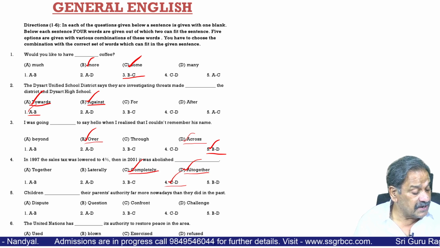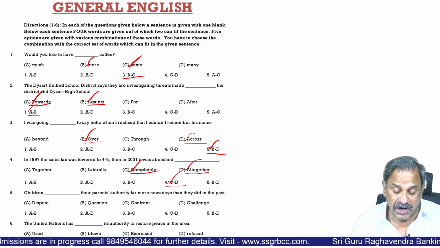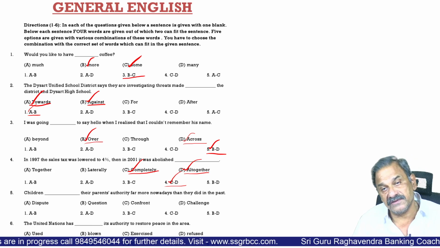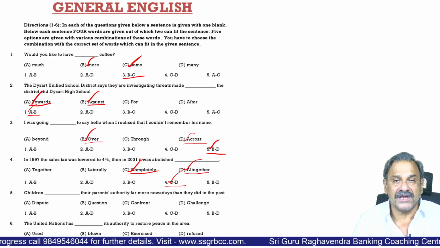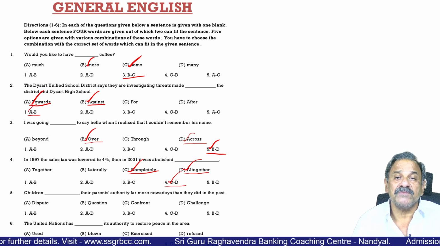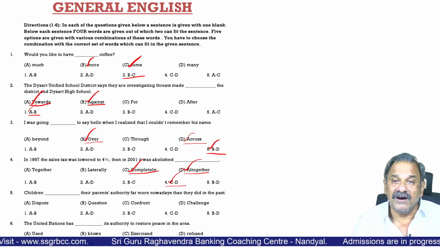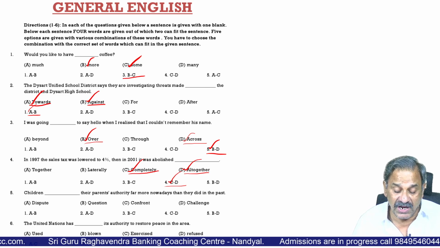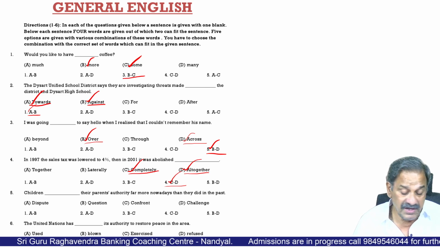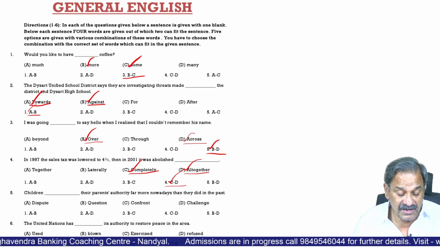Then children dash their parents' authority far more nowadays than they did in the past. See, I am at the age of 63. And while I was a child, I didn't dare to question my parents. But nowadays, children are bright enough, clever enough, bold enough to encounter each and every situation. Encounter means challenge. Other word, question.